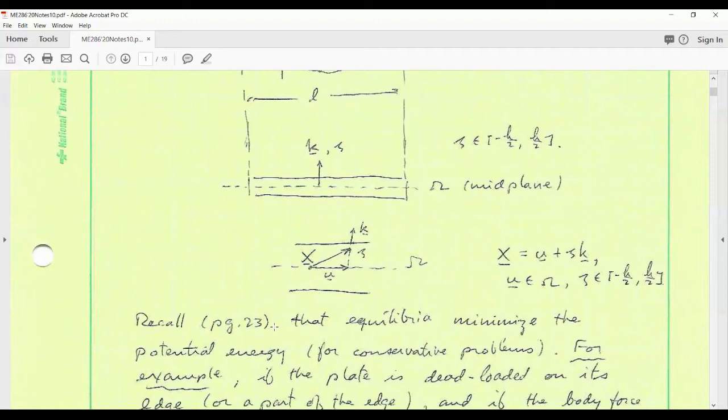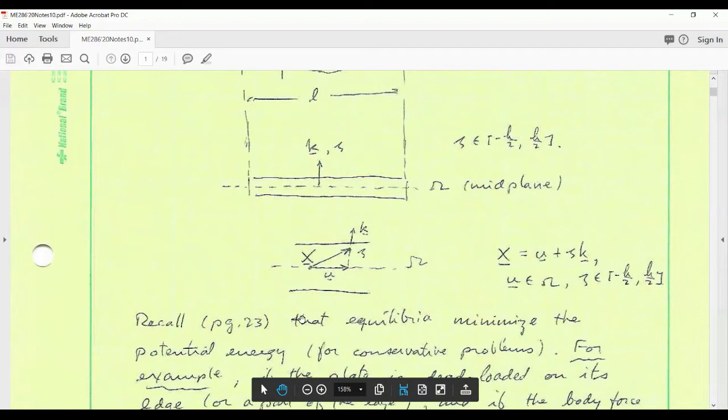the semester. When we were talking about elasticity, we indicated that equilibrium states minimize the potential energy in the case of a conservative problem, or in the case of a general non-conservative problem, equilibria are such as to satisfy the virtual work or virtual power statement, which is essentially the weak form of the equilibrium equation, okay? So if we're looking at equilibria, this would be a natural thing to do.